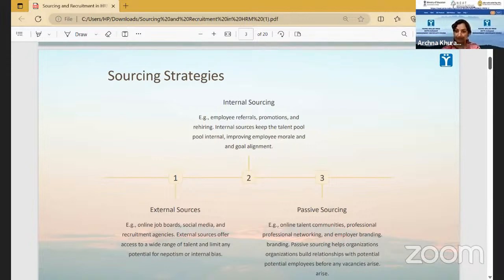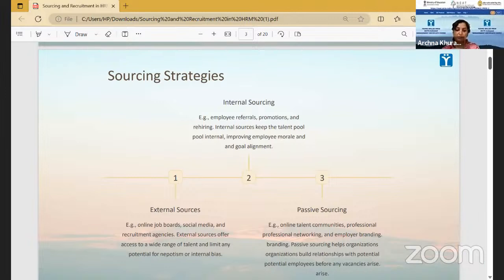Then you have internal sourcing. Internal sourcing is again very similar. Like I just said, employee referrals, internal promotions or transfers that happen, or internal job rotations, we also call them. So IJRs basically happen when we see that somebody is really good in terms of their loyalty, integrity, honesty, and punctuality, everything.